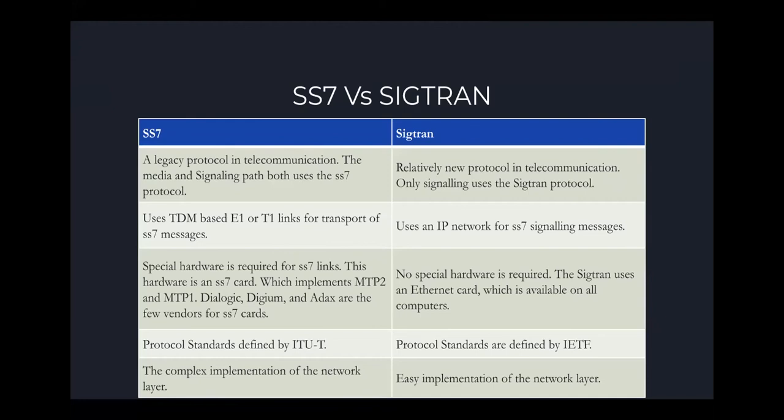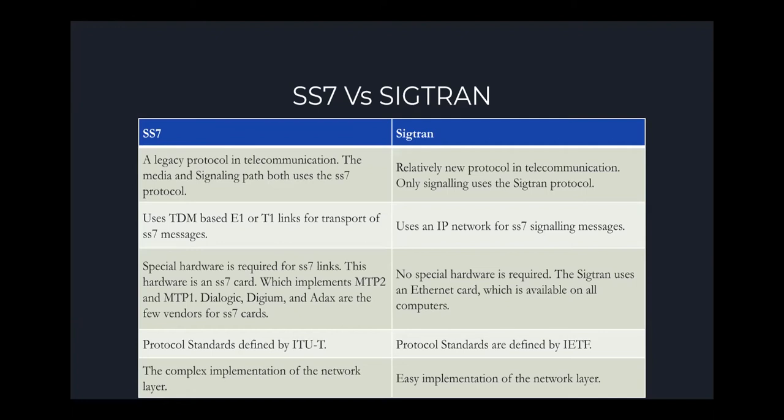The next one is that special hardware is required for SS7 links. This hardware is an SS7 card that implements MTP2, MTP1, and their logic. In the other one, you don't need special hardware. SIGTRAN uses an Ethernet card, which is available on all computers.